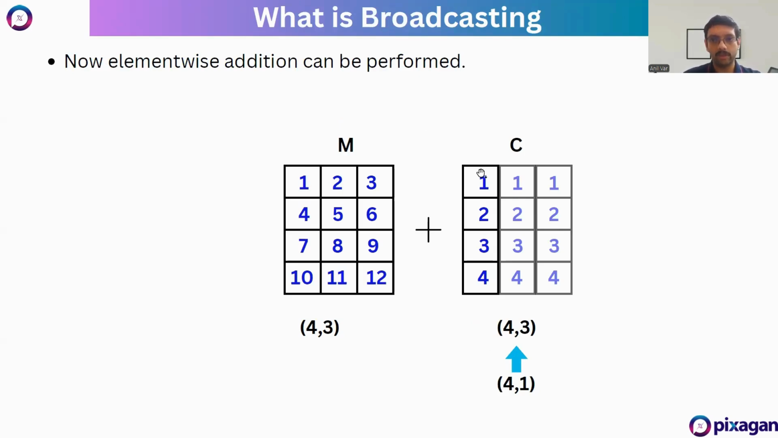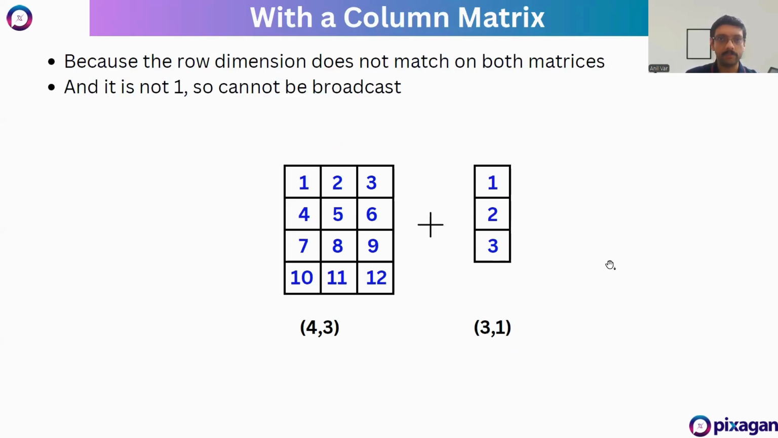So now you end up with this. Now what do you have? You have a 4 by 3 matrix and a 4 by 3 matrix. Addition is defined, so now you can add: 1 plus 1 is 2, 2 plus 1 is 3, 3 plus 1 is 4, and so on. This concept of stretching or extending a smaller matrix, if it's compatible based on certain rules, to match the larger matrix so that element-wise addition or multiplication can be performed, is called broadcasting.